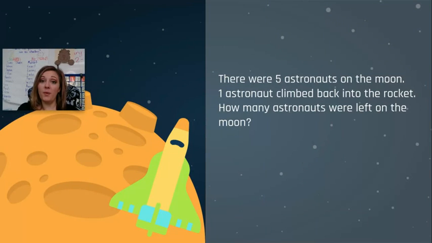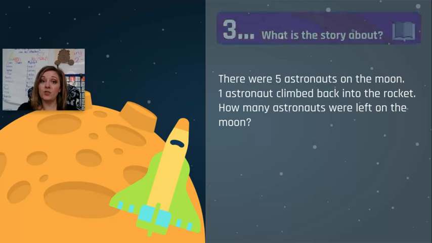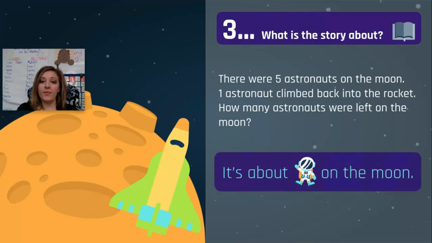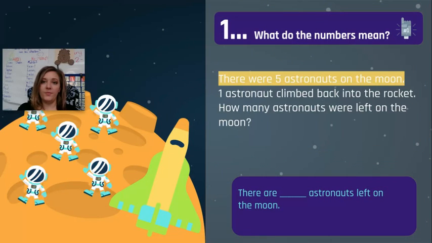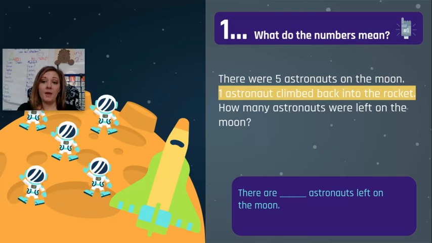So we read the problem. We're talking about astronauts on the moon. We need to find out how many are still on the moon. So 5 were on the moon. 1 went back to the rocket. How many astronauts are still on the moon?